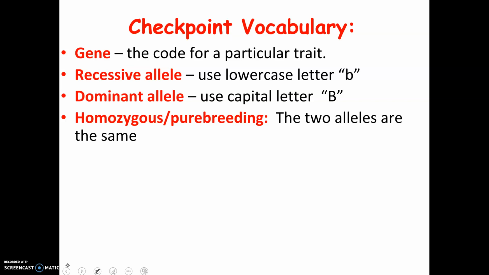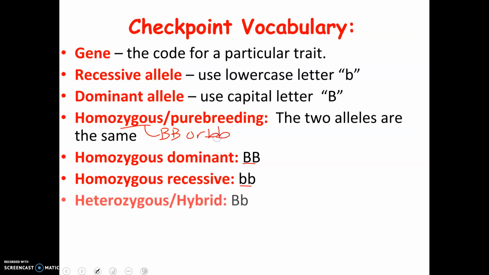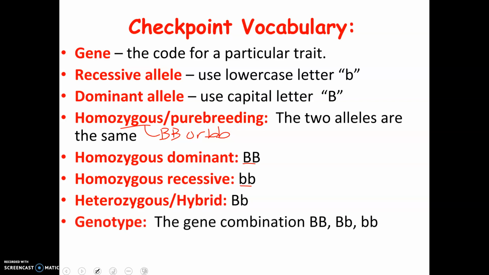Homozygous or true breeding or purebred means the two alleles are the same. Big B or little b. Homozygous dominant specifically means big B. Homozygous recessive, little b. If they just say homozygous, it could be either one. And then heterozygous is always big B, little b.